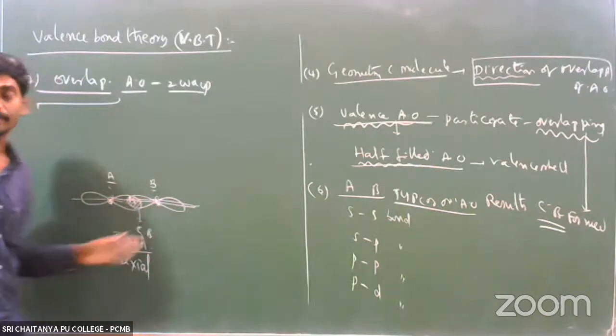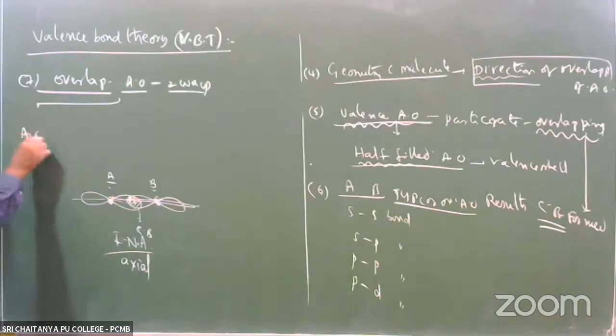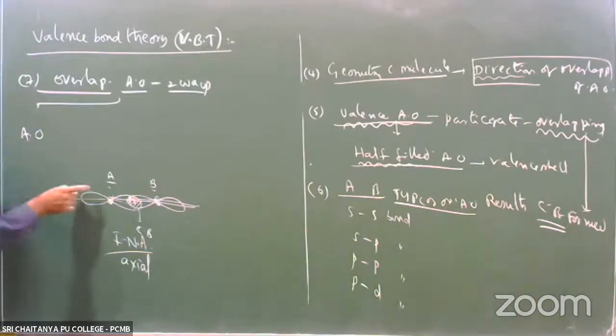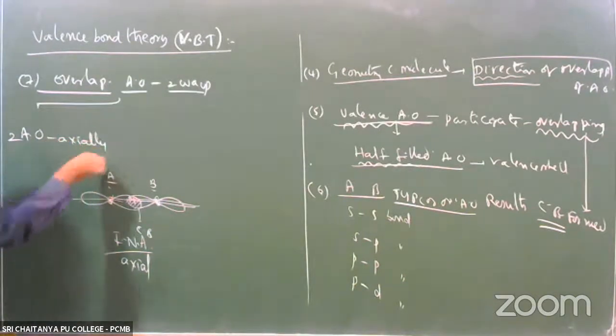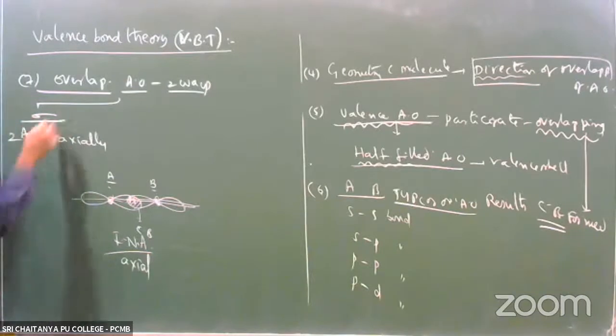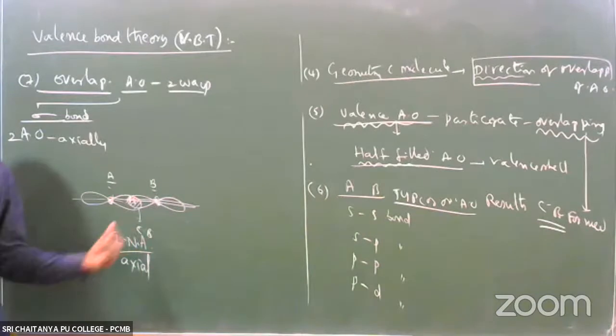That's what axial overlapping is. That means if the two half-filled atomic orbitals are overlapping axially, wherever I am explaining this concept, keep in mind that these are half-filled atomic orbitals. So the half-filled atomic orbitals of the two atoms are overlapped axially. Then they form a sigma covalent bond, simply called a sigma bond. So how is a sigma bond formed? By axial overlapping of atomic orbitals of the two atoms.